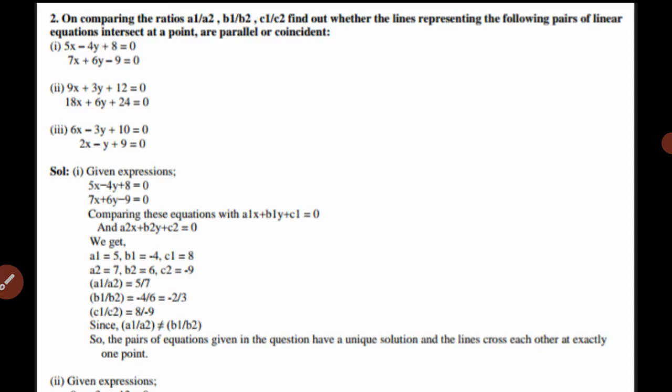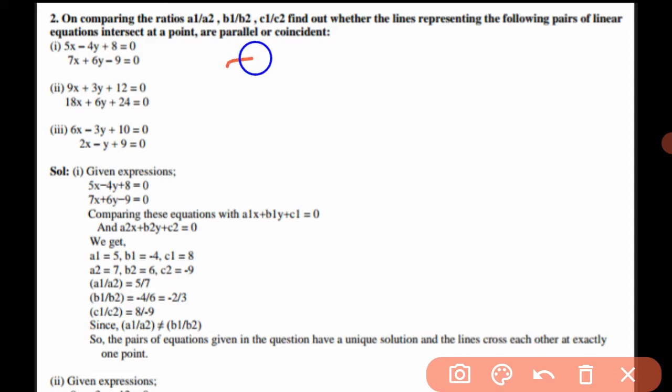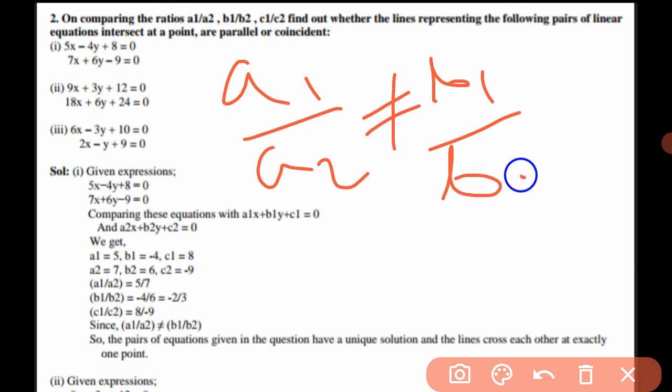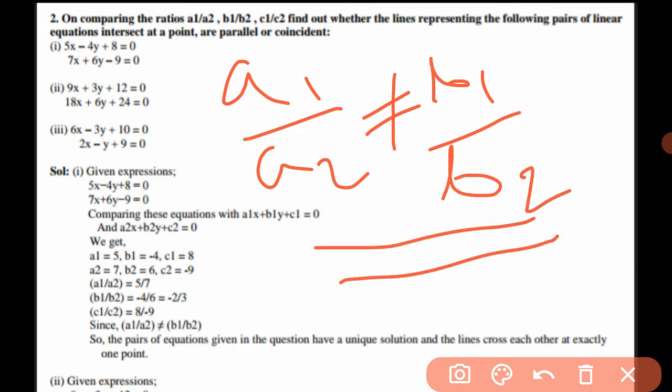Find whether the lines representing the following linear equations are intersecting, coincident or parallel. Here we have given one condition. According to that condition, if a1 upon a2 is not equal to b1 upon b2, then in that case lines are intersecting, and when lines cross each other, the solution will be consistent.